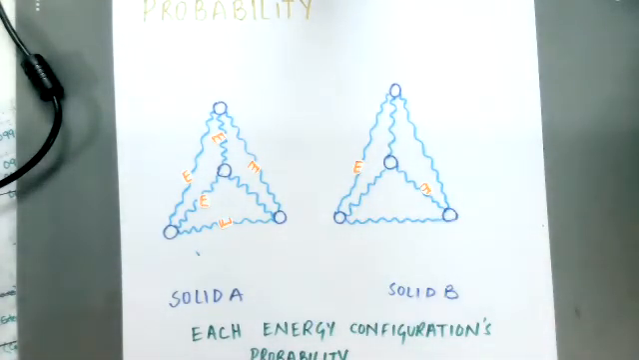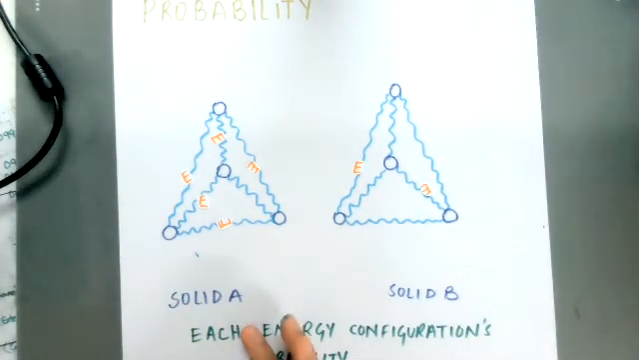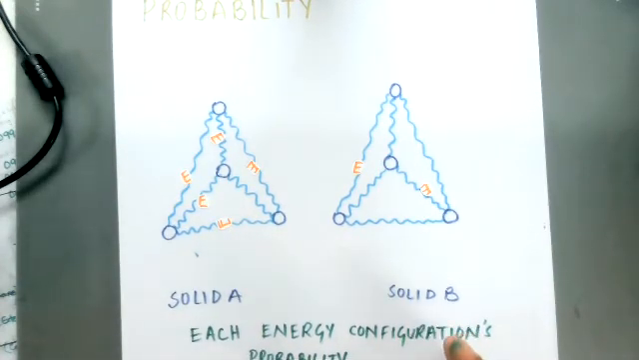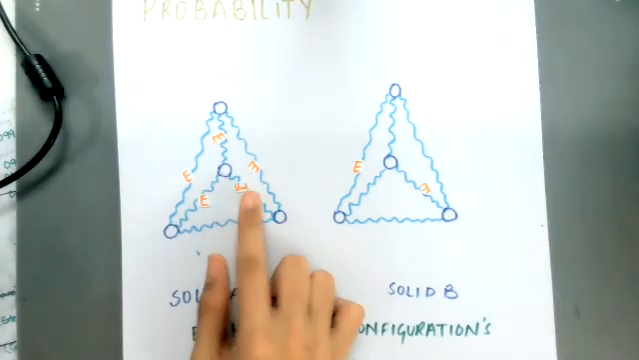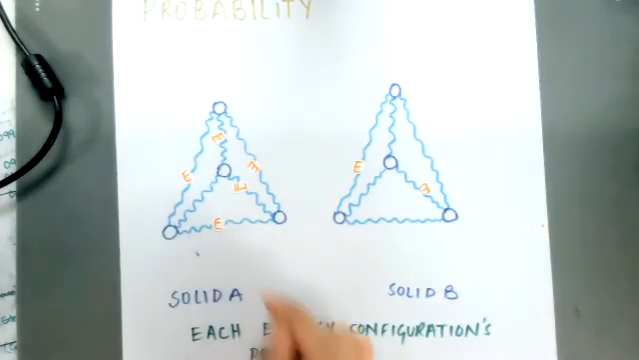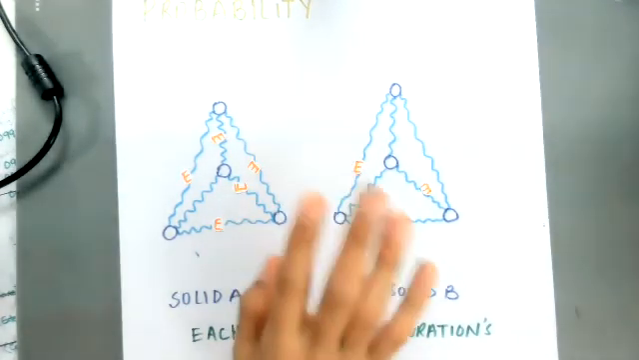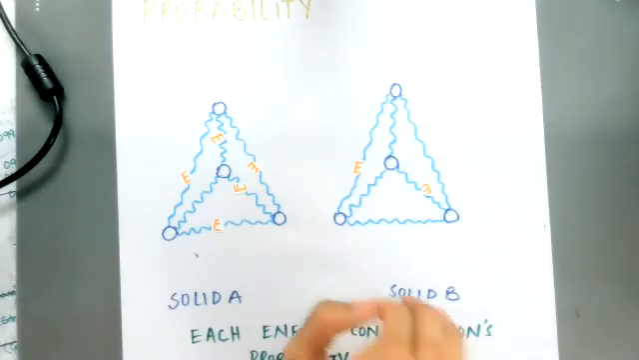Each of these particles has energy in their bonds. Solid A has more energy, as you can see, than solid B. Now imagine, energy is never static. All of these quanta of energy are going to start moving around. And for these two molecules, first of all, you need to know what a microstate is.